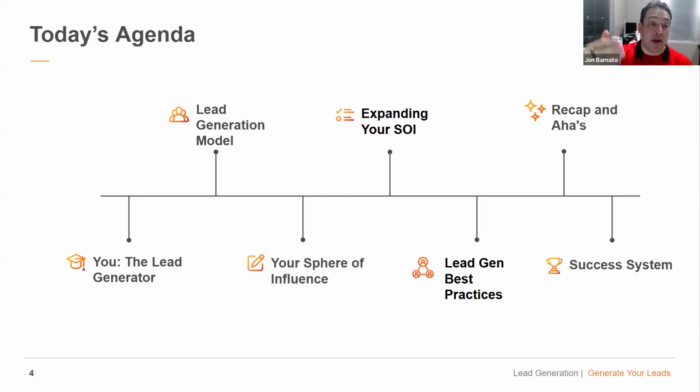We're talking about expanding your SOI, getting deep with your SOI. We track birthdays, we track kids' names, we track home anniversary dates. We track everything about our database. My team does a Thanksgiving pie giveaway. We track their pie preferences. So how you go about creating your database and expanding on it is very important as well.